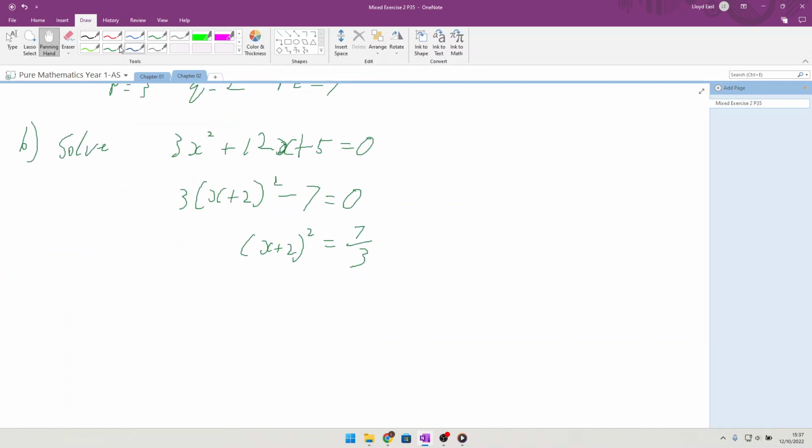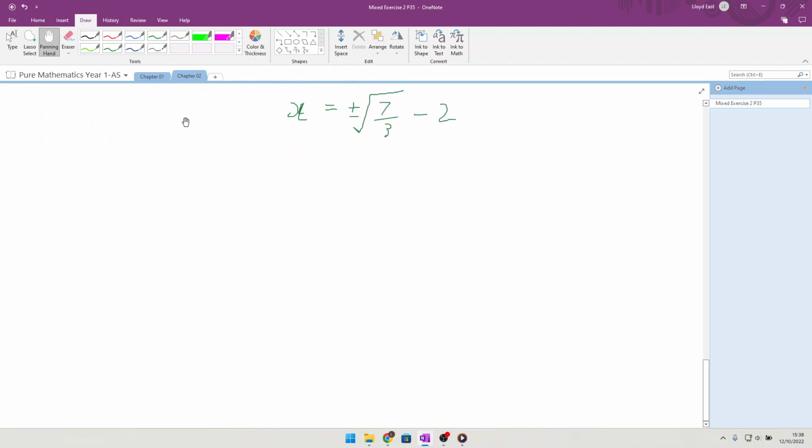Take the square root of both sides, leaving you x plus 2 equals plus or minus the square root of 7 over 3. And now finally take away the 2, plus or minus the square root of 7 over 3 minus 2 for a final solution, and we have two solutions with the plus and minus, which we would expect with the quadratic.